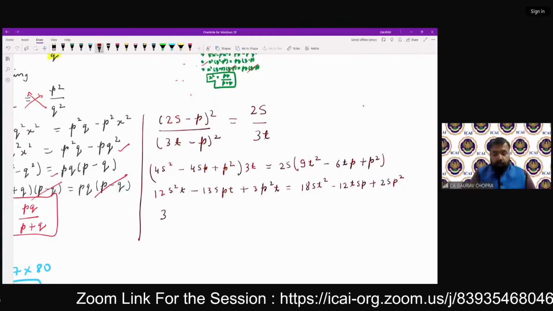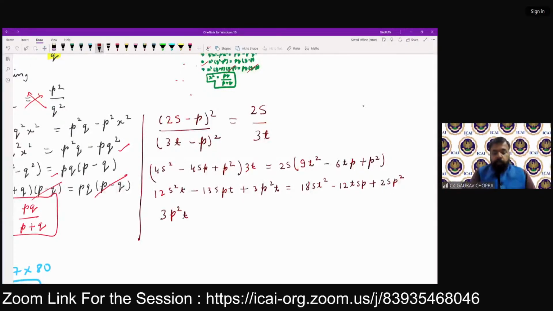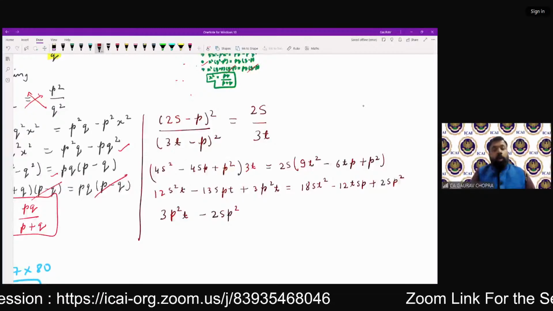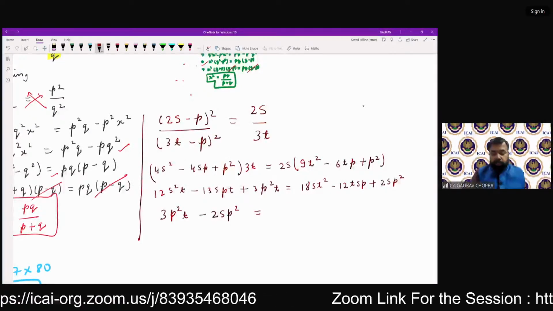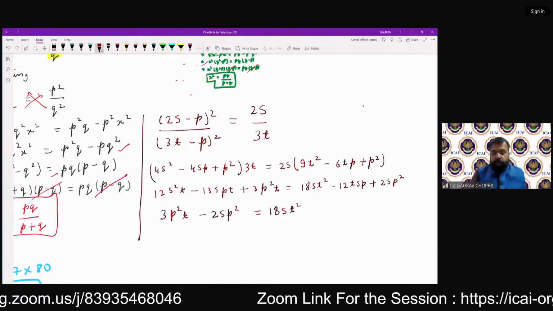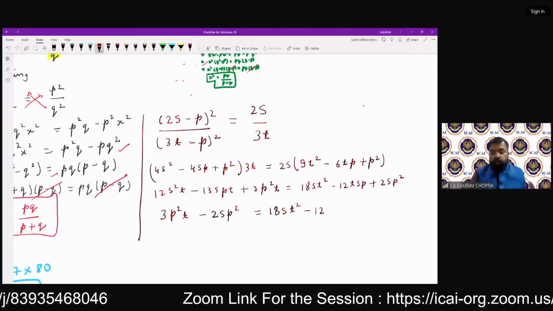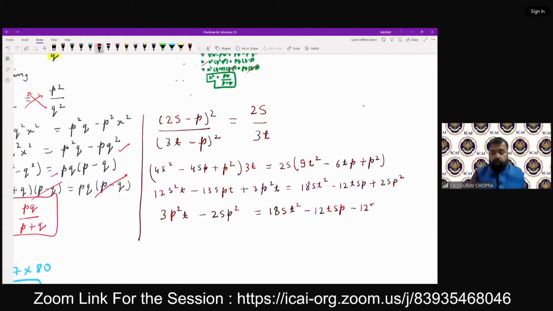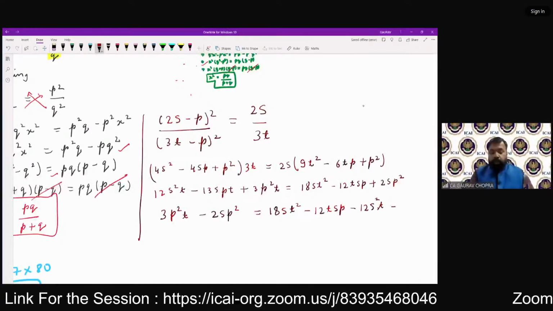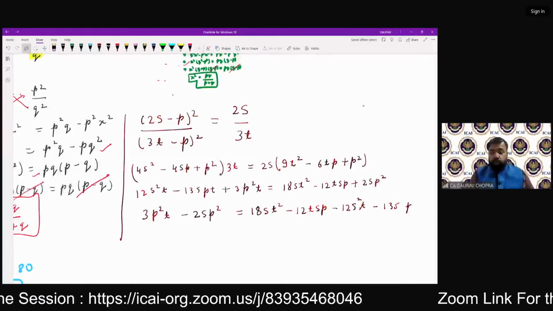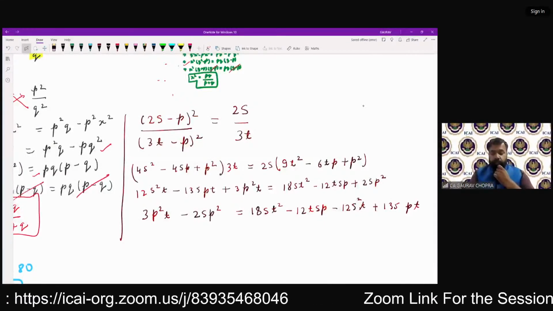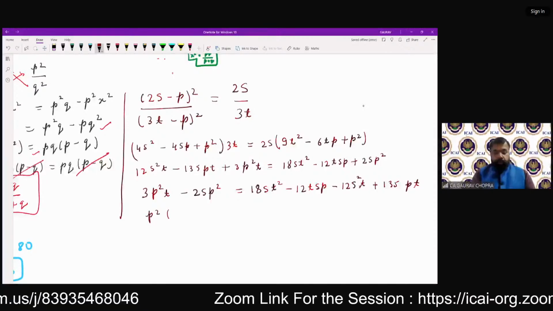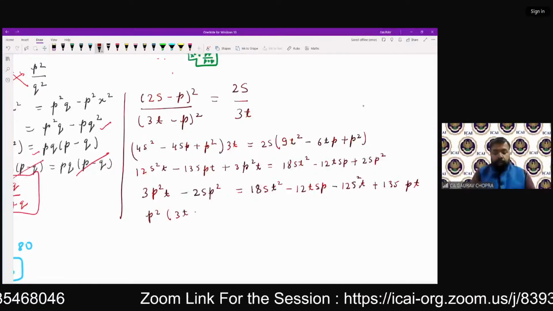So on one side we will keep the p square value: 3p square t minus 2sp square, and let us send all other values to the other side: 18st square minus 12tsp, then minus 12s square t and plus 135pt. So let's take something common. What is common? p square is common. So what will be left with you: 3t minus 2s.